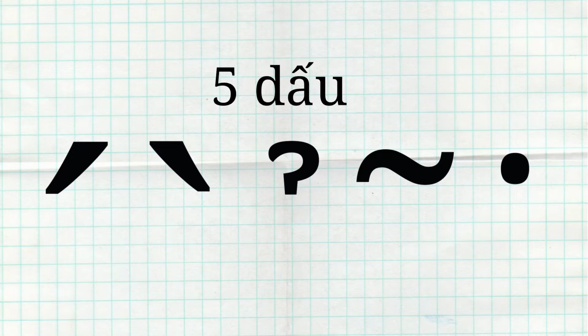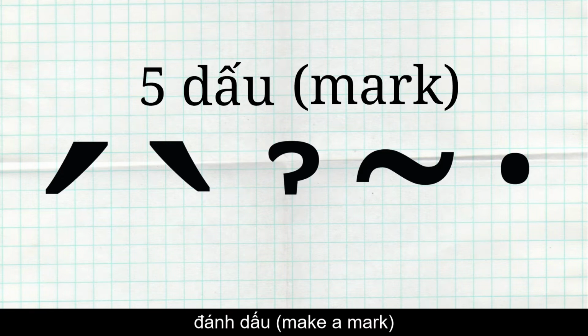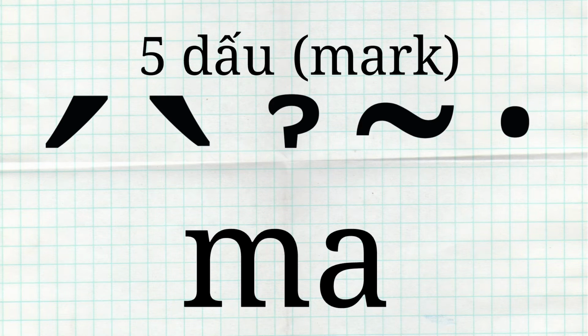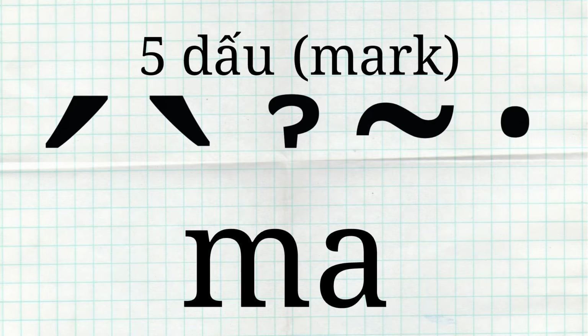The word dấu doesn't actually mean tone, it means a mark. To đánh dấu means to make a mark. So we add a mark to a vowel in these particular positions in order to denote an added tone. How we draw the dấu actually describes quite well how it should sound.